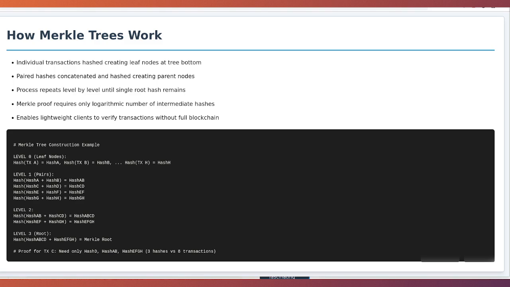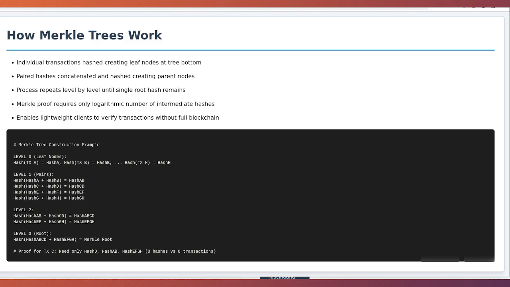We repeat the process: concatenate and hash AB and CD to get hash ABCD, and concatenate and hash EF and GH to get EFGH. Now we have 2 hashes at the third level. Finally, we concatenate these two hashes and hash them to produce the Merkle root hash ABCDEFGH. This single hash is stored in the block header.